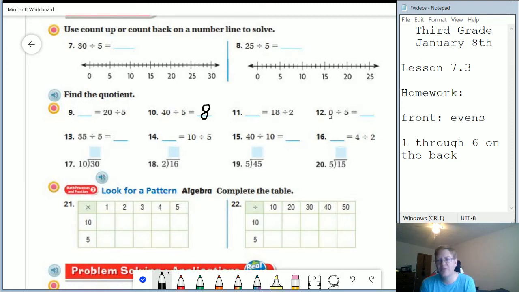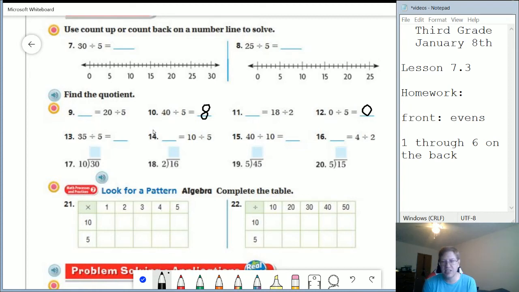For number 12, we are starting with nothing. So if I take nothing and break it up into 5 groups, I am still going to have nothing in each group. So that would give us 0, kind of a reminder of something that we haven't done for a while.